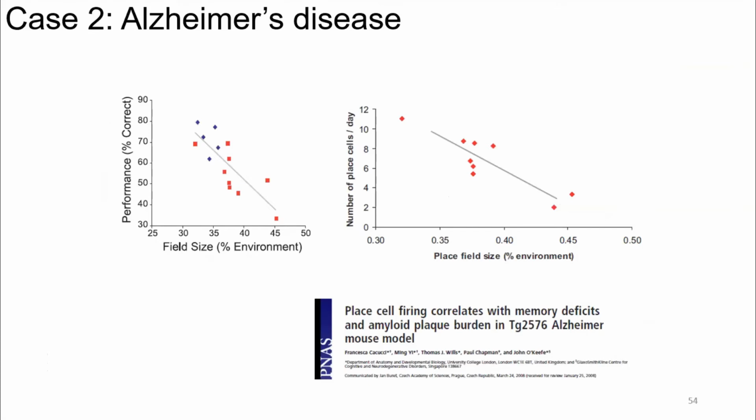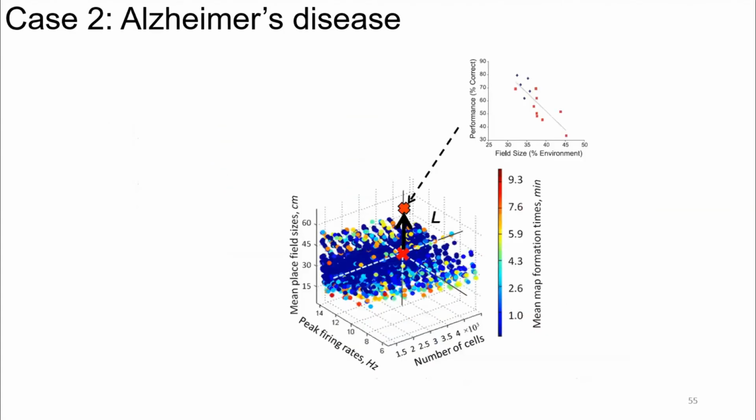In Alzheimer's disease, two things are essentially happening. Place field sizes are getting larger, and the number of cells that are active is dropping. And certain things are happening to firing rates, but these are the key phenomena. From the point of view of this model, when this happens, it's as if you are trying to escape from the learning region along two directions. You are getting outside along place field size, and you're reducing the number of cells. So in two ways you're getting outside of the learning region.